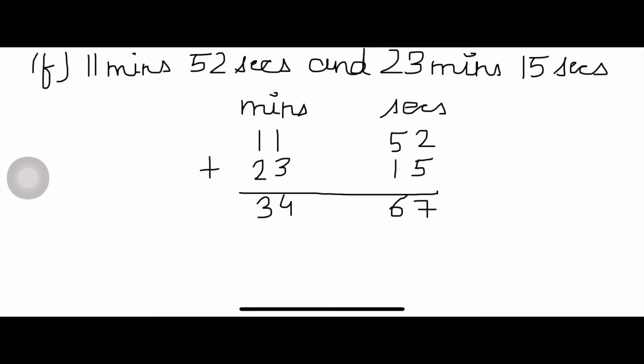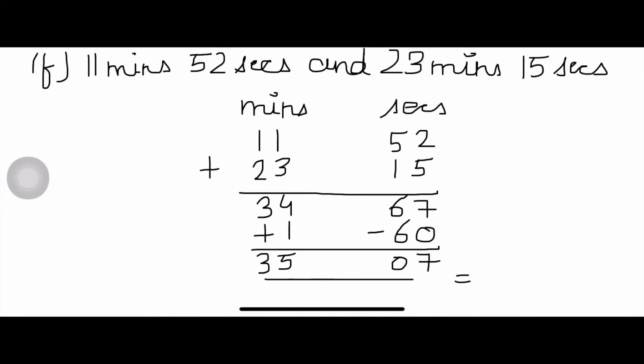Now see here, seconds are more than 60, but the seconds never exceed 60. So what we will do, we will subtract 60 and add 1 to the minute. So answer is 7 minutes, 7 seconds and 35 minutes. This is the answer. Just write down 35 minutes, 7 seconds. This is the answer.